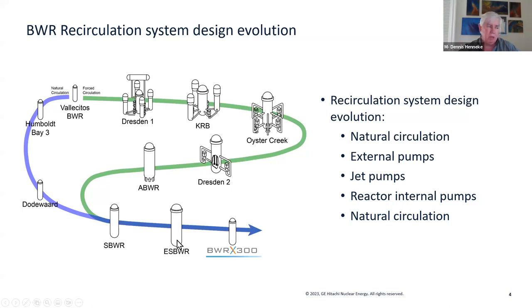Eventually coming back to our design for the ESBWR, which was fed from the simplified boiling water reactor. With the ESBWR, we got back to natural circulation. For a long time it felt like natural circulation was the way to go, and that's especially true for a smaller reactor. But we went away from it in the operating fleet. They have circulation with external circulation.